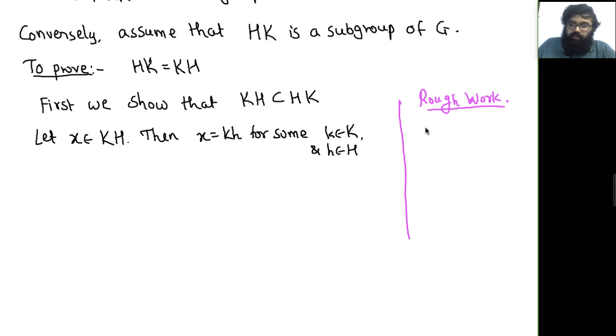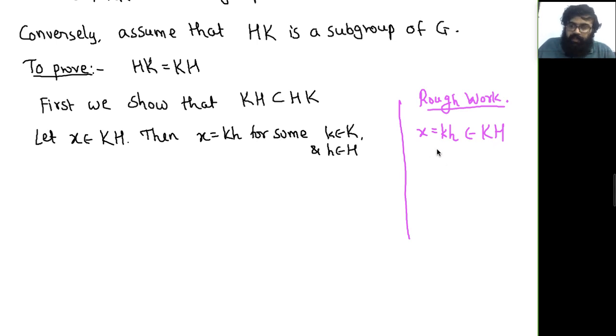So what I have is x equals kh. This belongs to KH. Now I wanted to show KH is a subset of HK. That means I want to show this x is in HK. But I have an element of KH, with k on the left side and h on the right side. So if I want an element of H on the left side and an element of K on the right side, what should I do? The thing is that I take the inverse. Is it clear? This is an element of KH. I want an element of HK.